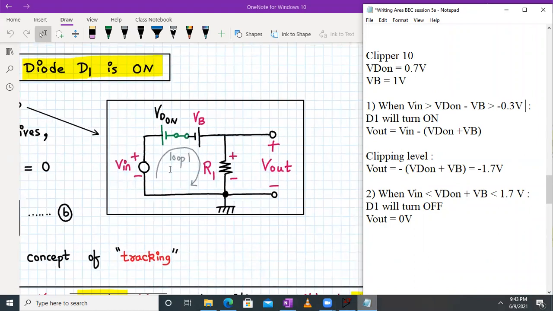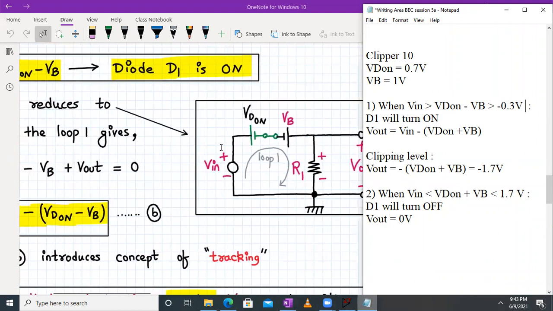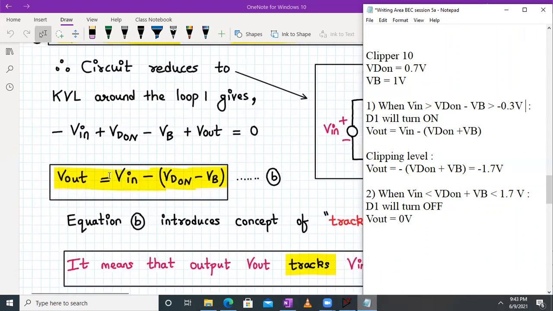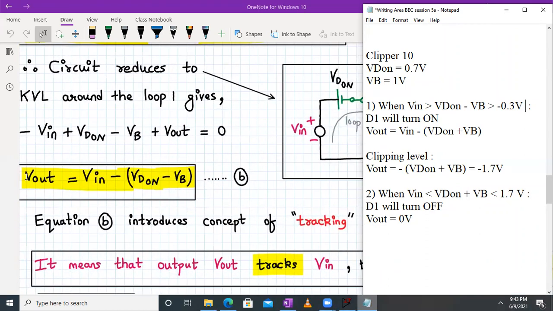If we apply KVL in this loop, what will you get? Minus Vin plus VD on minus VB plus Vout equal to 0. So that's what we have written over here. If we rearrange, we'll get Vout equal to Vin minus (VD on minus VB). So wherever you had plus VB, now it will become minus VB. So the clipping level also will change. The clipping level will be 0.7 minus 1, that is minus 0.3, so minus of minus, it will be plus 0.3 volts. The clipping level will be positive, and here it will also be minus in the negative half cycle.